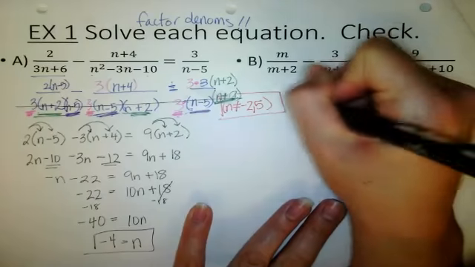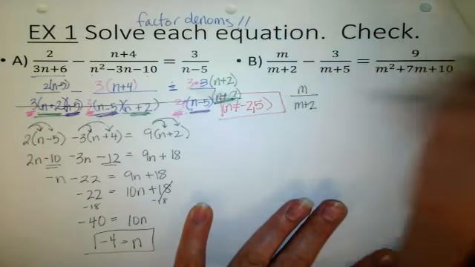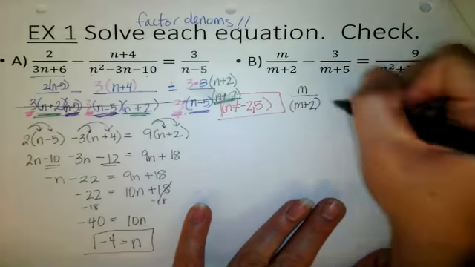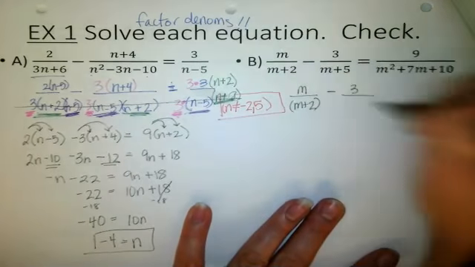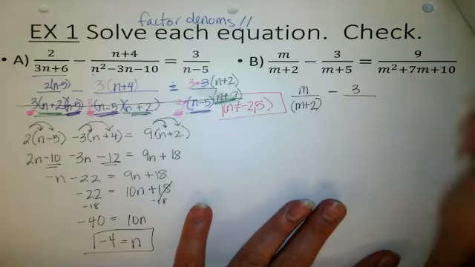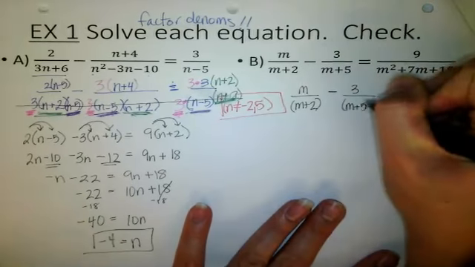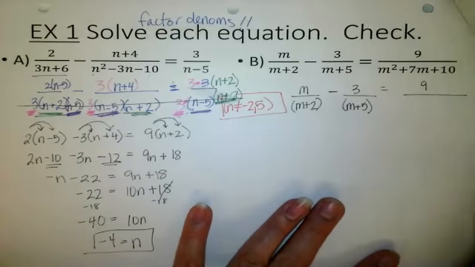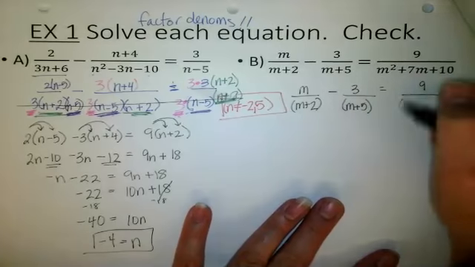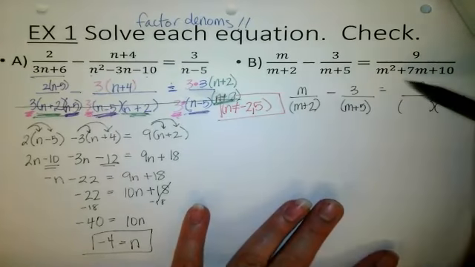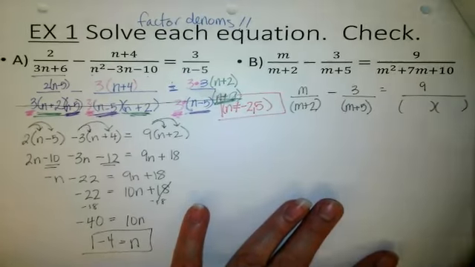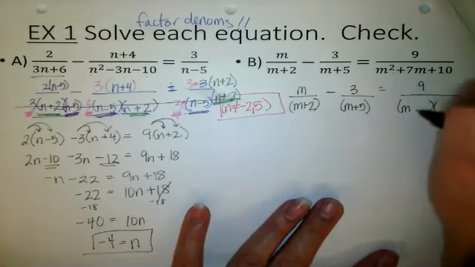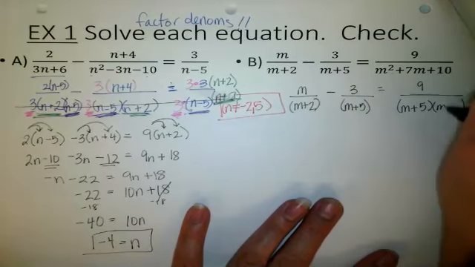I have m over m plus 2. Does m plus 2 factor? No, it's prime. It's its own factor. -3 times, what about m plus 5? Does it factor? No. It is prime. And then is equal to 9 over, now this one does double bubble. How does m squared plus 7m plus 10 factor? M plus 5 and m plus 2.